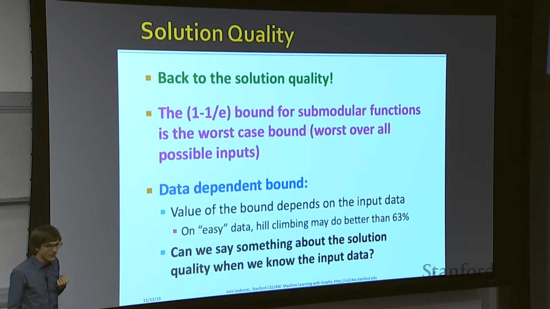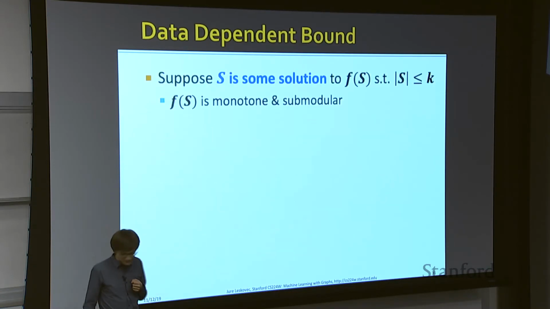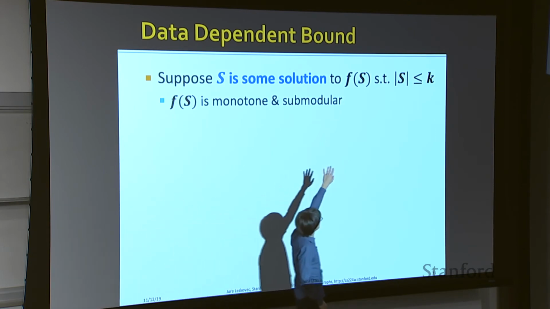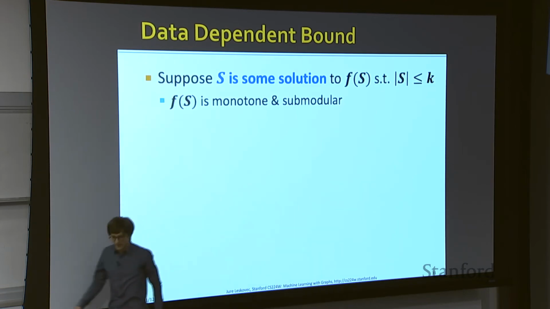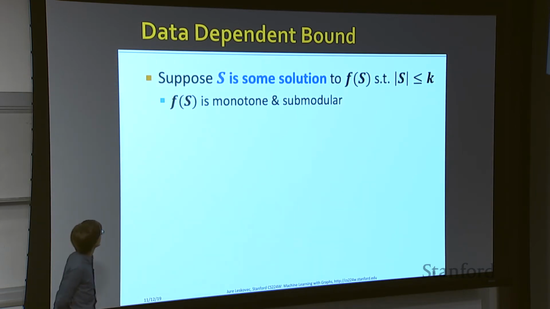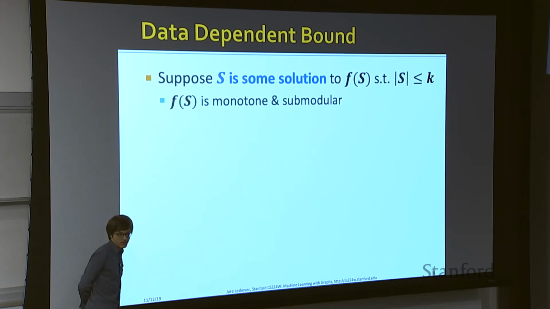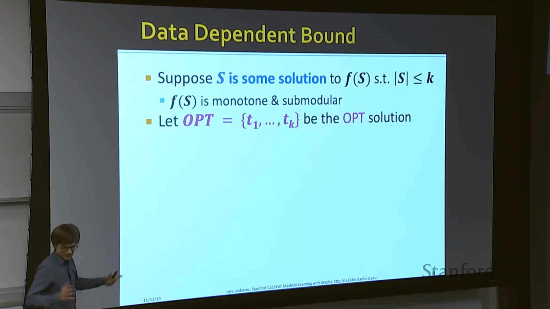That's the question, and we are going to derive this. Okay? So here is the data-dependent bound. Suppose S is some solution. We got this solution S somehow, and S has cardinality less than k. And let's say f of S is monotone and submodular, the assumption we already had through the rest of the lecture.